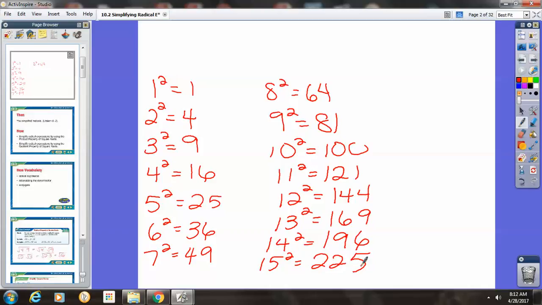So this is just a small list of the perfect squares. We could keep going. We could go on forever, I guess, if we wanted to. These are some more common perfect squares that we might encounter. So let's go ahead and jump into some examples. Anyone need this slide?